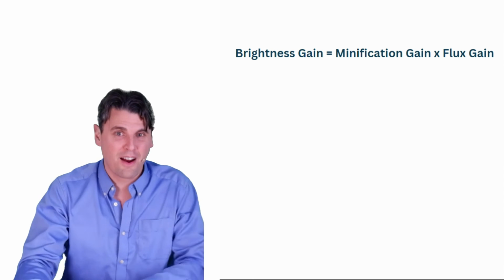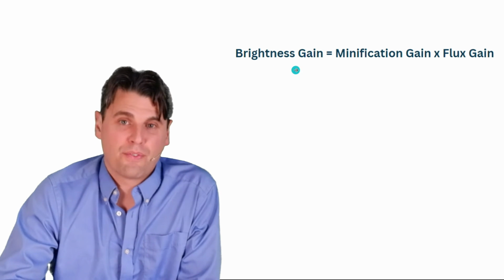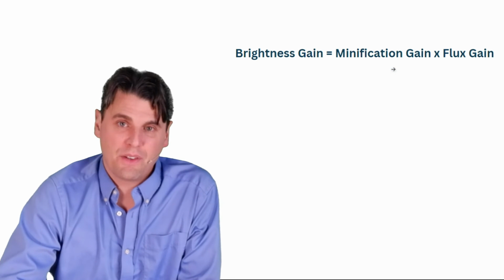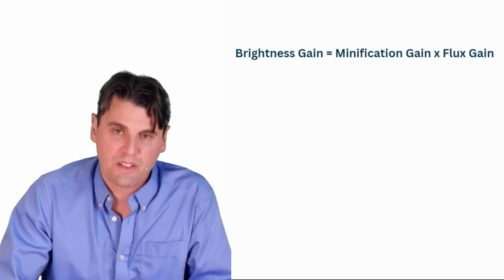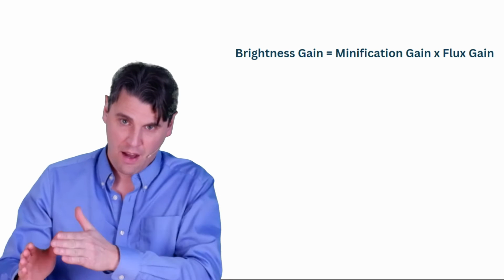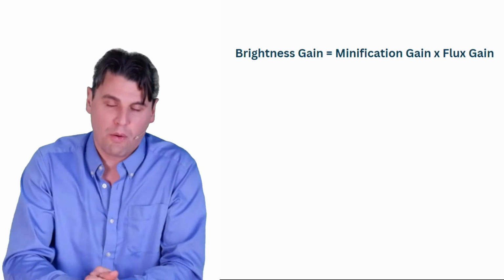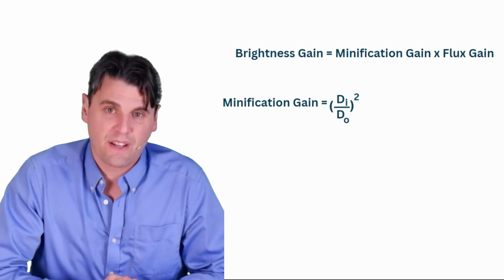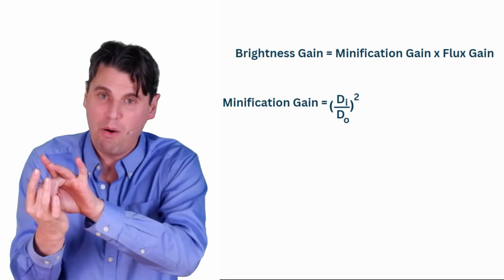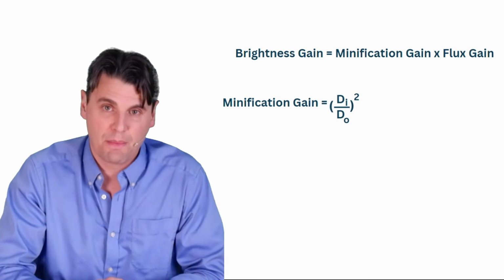Some super fun equations here. Don't worry, it's going to be relatively quick and pain-free. The brightness gain comes from two factors. One is the minification gain, that's a geometry effect, and the other is the flux gain, which is because you're actually imparting more energy on the electrons. You're actually taking the electrons, giving them more kinetic energy that's then going to help get converted into the image signal. The minification gain just goes like the ratio of the areas from the input to the output, and the ratio of the areas will just go like the ratio of the diameters squared.